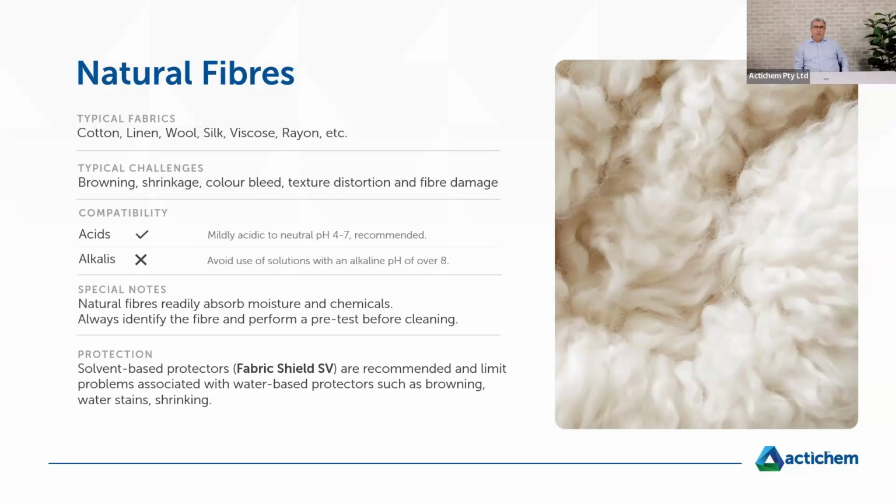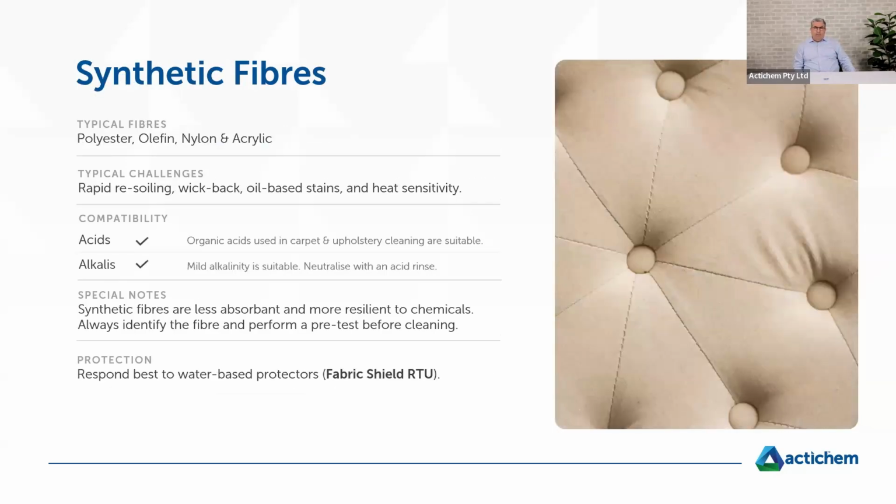So as a rule of thumb, mild acids are the way to go. They are the ones that are going to be needed to keep the strength of the fibers and prevent browning and keep your dye stable. Avoid alkalinity at all costs. Remember as well that these natural fibers are often very absorbent, so they'll absorb a lot more moisture than synthetic fibers.